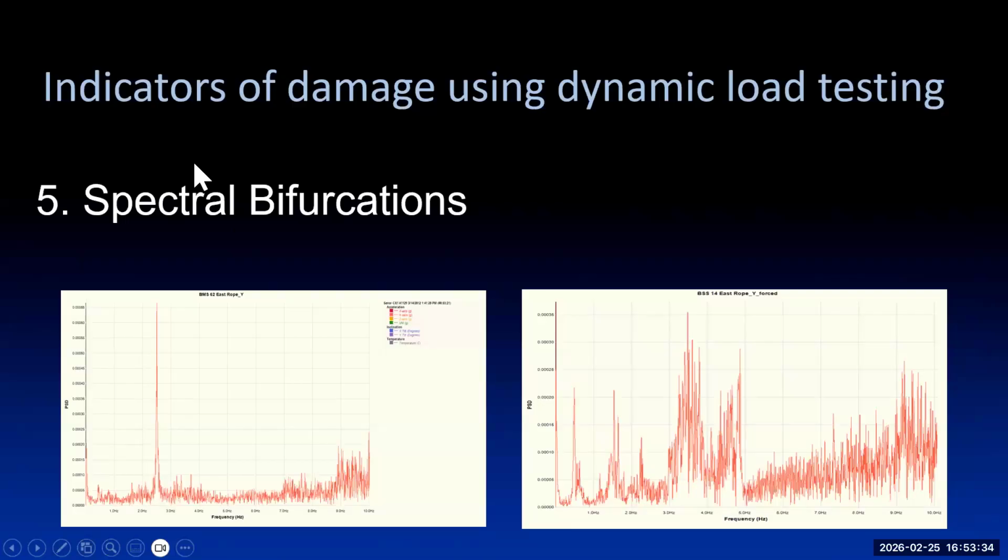We also have spectral bifurcation. This is taken from a bridge in New York City. On the left-hand side, you can see a clean response, which looks like a single frequency. On the right-hand side, you can see bifurcations. The response has widened, and it's not any one particular frequency either.